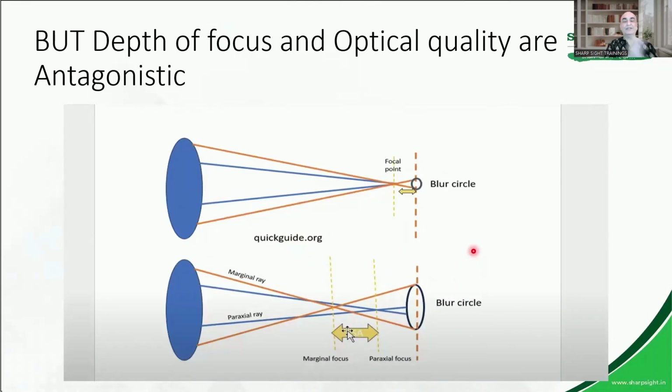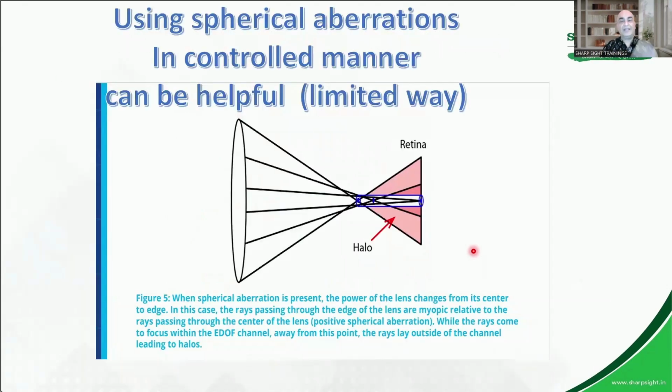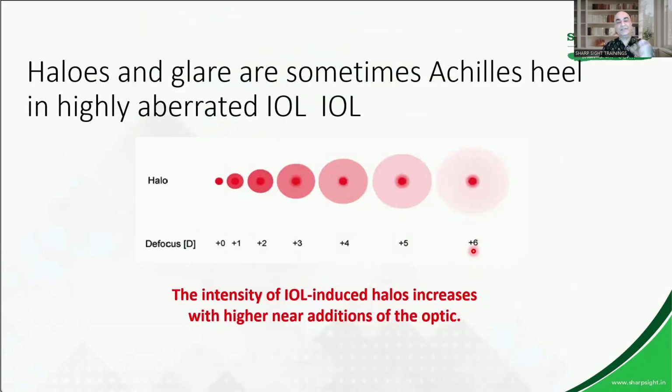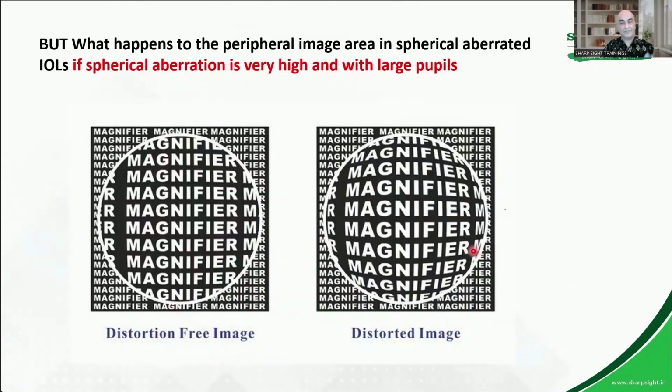But both the depth of focus and quality of vision are antagonistic. You cannot indefinitely keep increasing the depth of focus because it will cause shadow effect, halo effect, and a blur zone. So there is a range within which you can play around. As this image says, as you keep increasing the dioptric part of the depth of focus, the halo effect or the shadow effect keeps increasing.